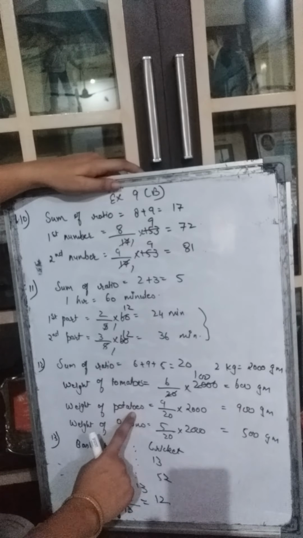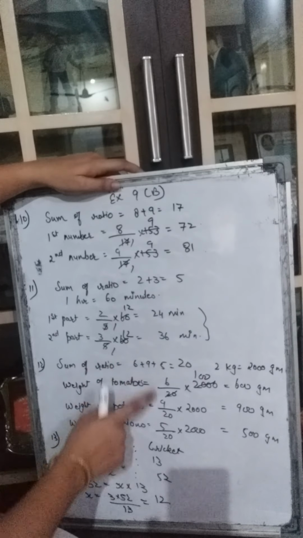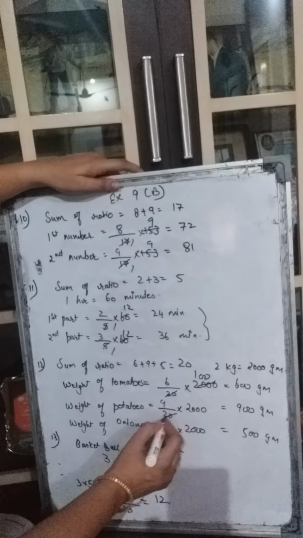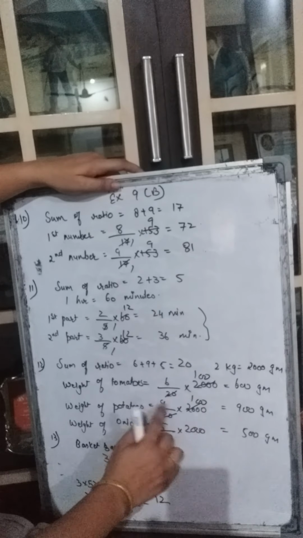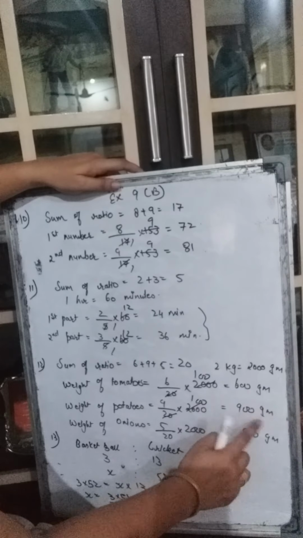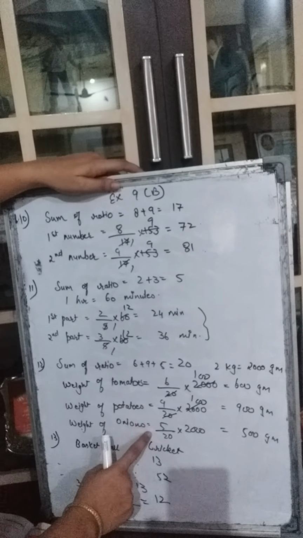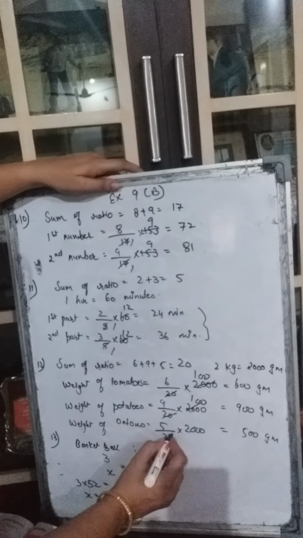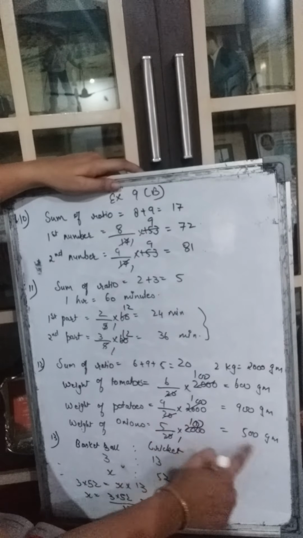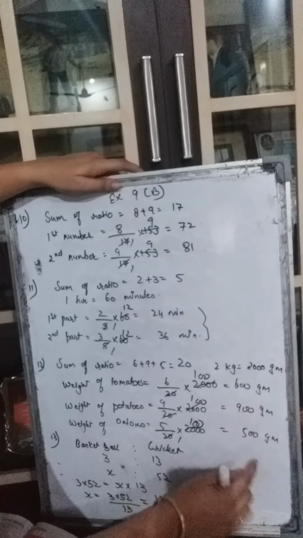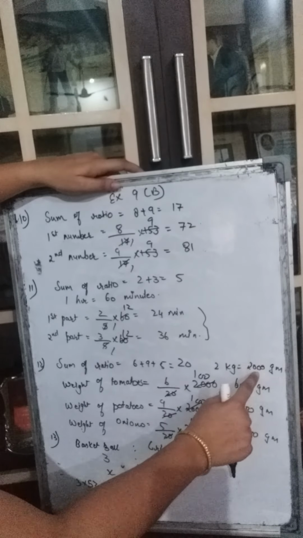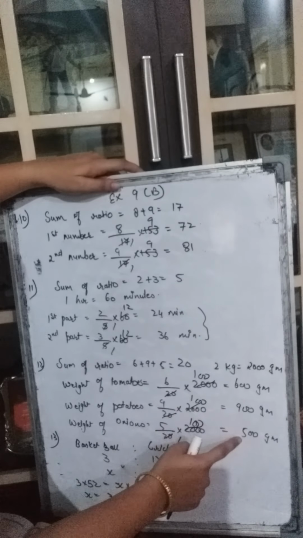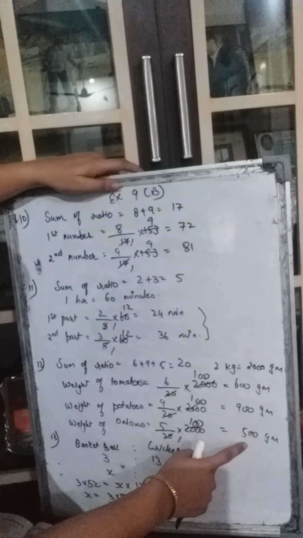Now weight of the potatoes. What is the ratio of the potato? 9 upon the sum of the ratio is 20 into 2000. So again it will be 100. 9 into 100 gives you 900 grams. The weight of the onions is equal to, what is the ratio of the onion? 5 upon 20 into 2000. So it will be 500 grams. You can add these three and the total should be 2000 gram only. Is it coming? 600 plus 900 is 1500 gram plus 500, 2000 gram. So our answer is correct.